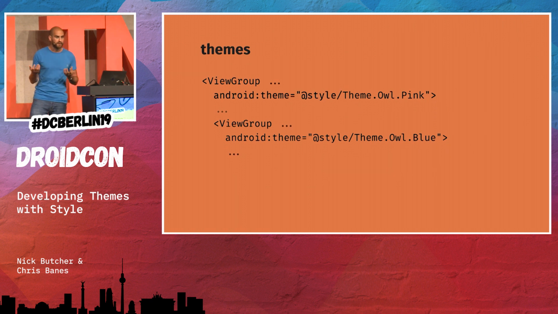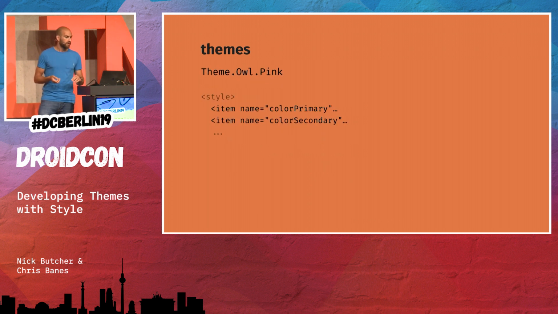So you do it something like this, where you specify the theme maybe at the root of the fragment or on the activity, like that blue theme, and then the pink theme, sorry. And then at the root of the view group, further down, you would apply just that overlay, the blue one that you want to change.